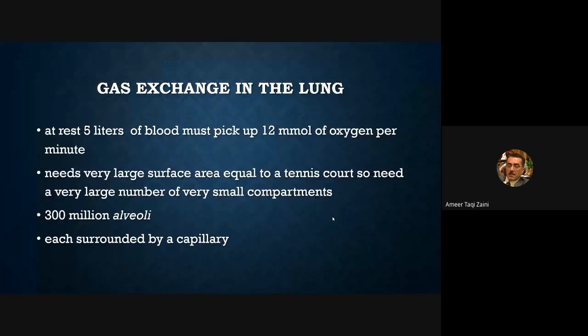So from this we can conclude that the lungs, in order to do their proper function, should get enough amount of air, which is called ventilation, and should be supplied by enough amount of blood, which is called perfusion.